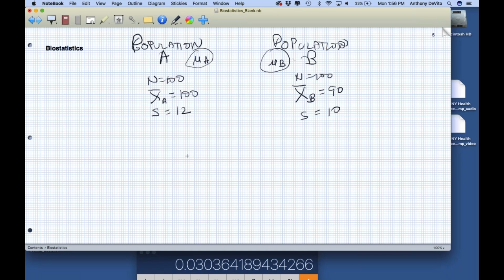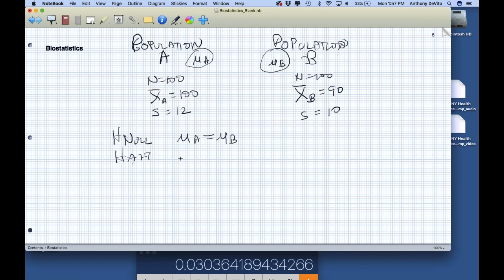So we set up a hypothesis. We set up two hypotheses: a null hypothesis and an alternative hypothesis. Our null hypothesis is that the two means are equal: the mean for population A is equal to the mean for population B.